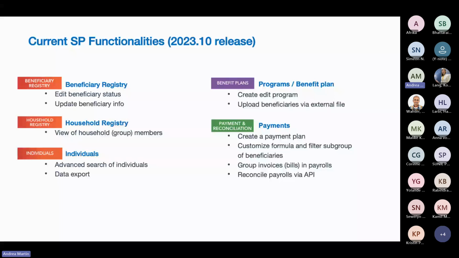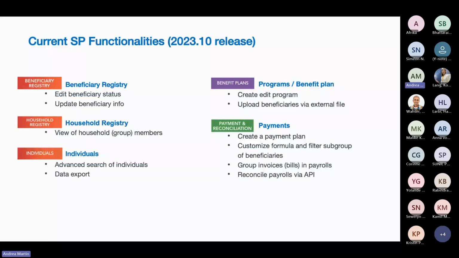We spoke about individuals, which is the basis of a social registry. Benefit plans, so it's possible to create, edit, and upload beneficiary information belonging to different programs. We spoke about payments. Payments are basically bills that are generated differently from the insurance model. Here, there's not necessarily a contribution by the beneficiary.